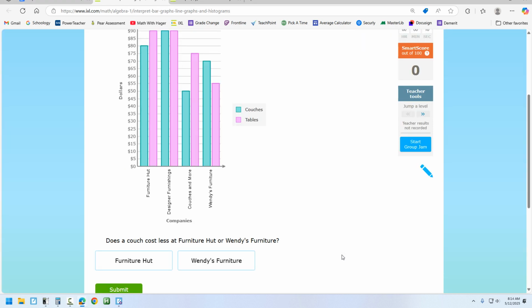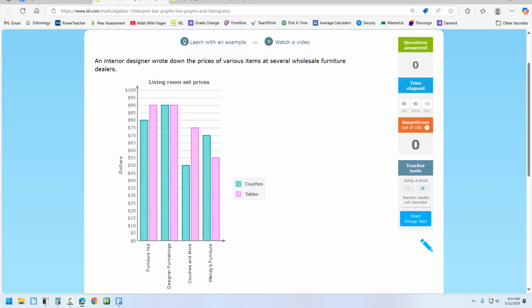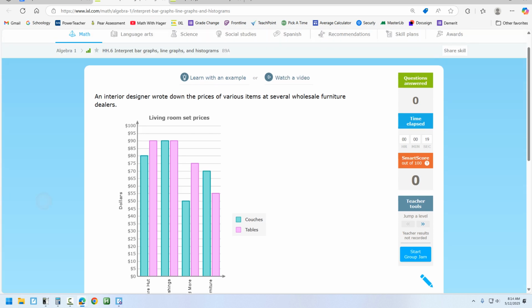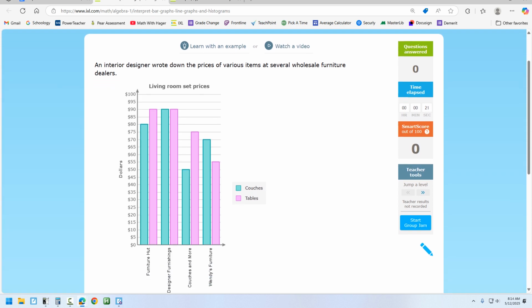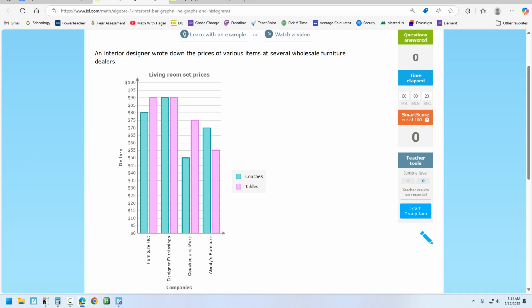All right, so let's look at this one. There are different kinds of graphs, different ways you can represent data. This particular one is called a bar graph. It's comparing the prices of 2 different items, couches and tables, at 4 different furniture stores. What a couch costs and what a table costs.